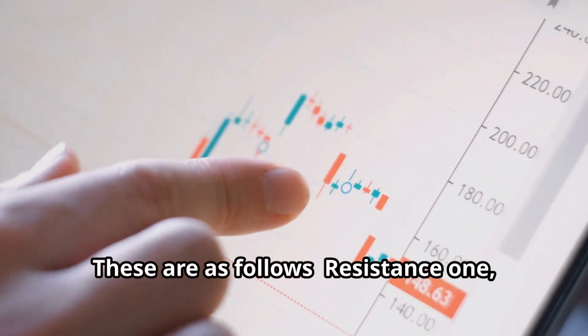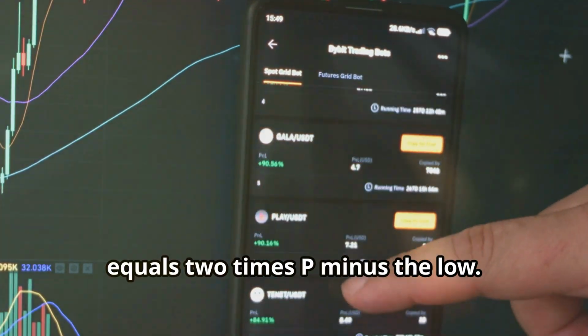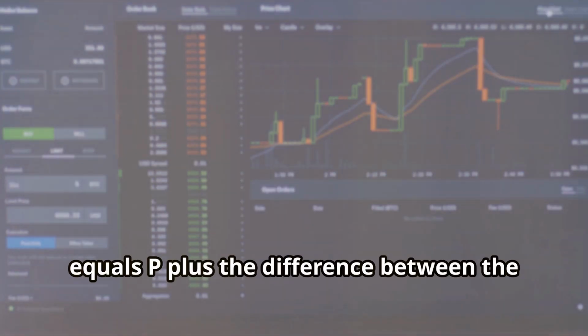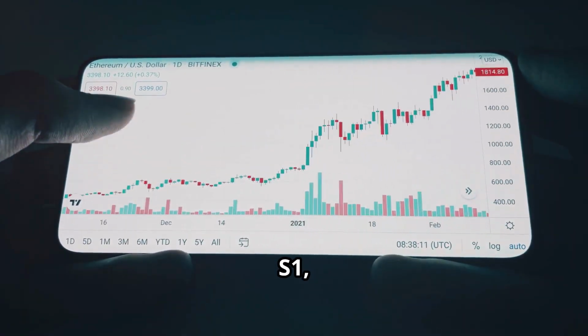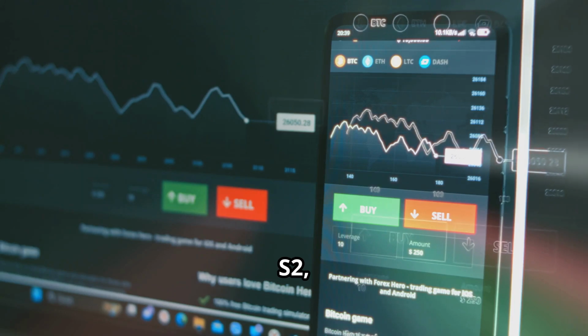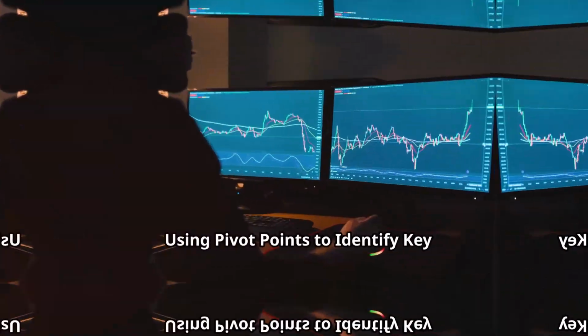These are as follows: Resistance 1, R1 equals 2 times P minus the low. Resistance 2, R2 equals P plus the difference between the high and the low. Support 1, S1 equals 2 times P minus the high. Support 2, S2 equals P minus the difference between the high and the low.